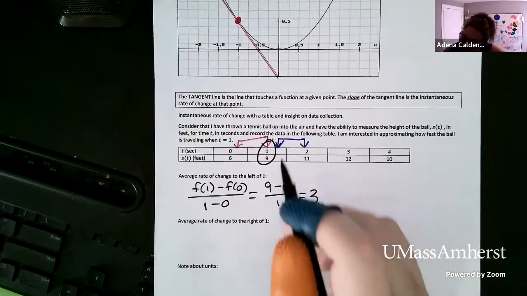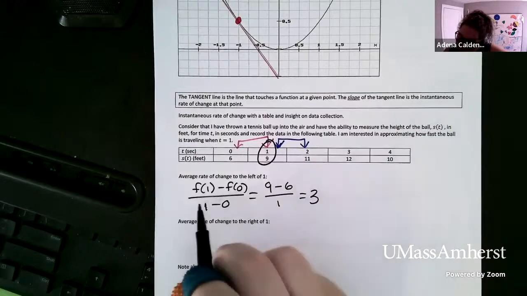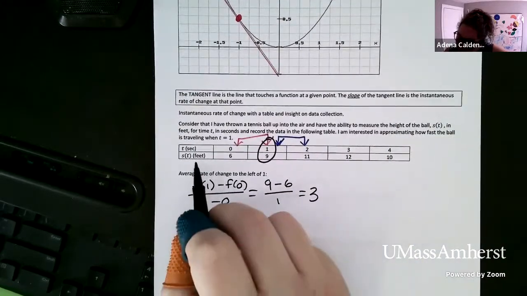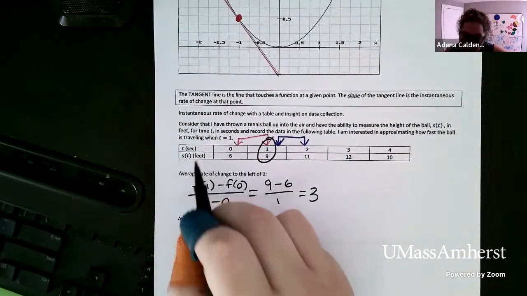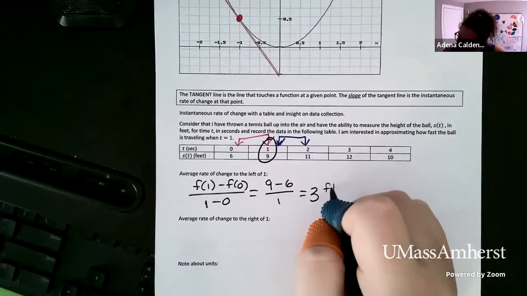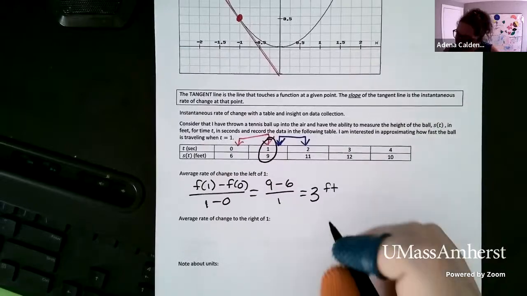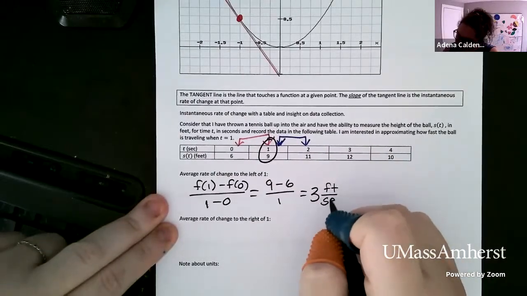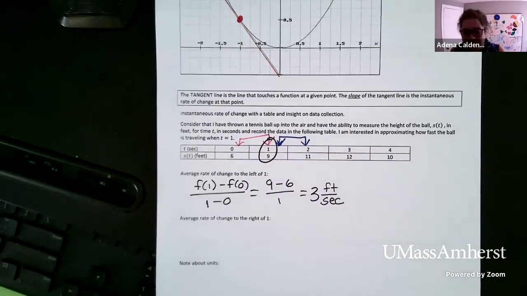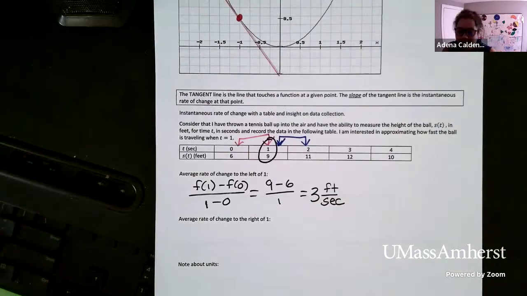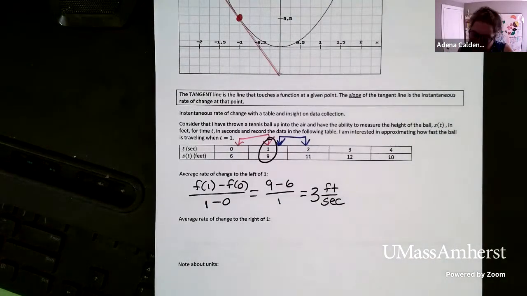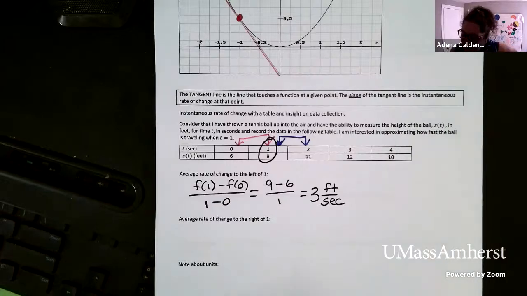So let's talk about units here. So here on the top, we have our f of 1 and our f of 0. So these are our dependent units, which are feet. And then on the bottom, we have 1 minus 0, which were our independent units, which were in seconds. So this is 3 feet per second. So the ball was changing approximately on average 3 feet per second from time 0 to time 1.